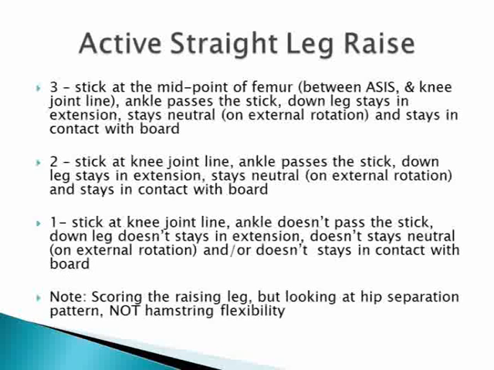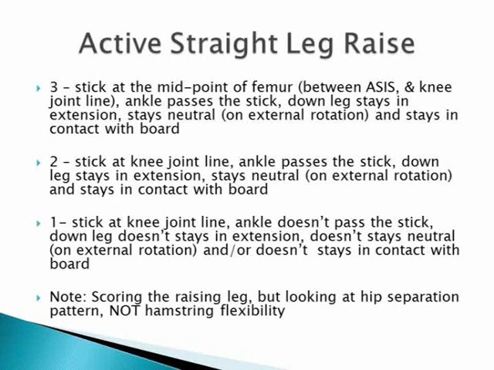Active straight leg raise. So a 3, the stick is at the midpoint of the femur, so it's between the ASIS and the knee joint line. The ankle passes the stick, and the down leg stays in extension and stays neutral, so there's no external rotation on the down leg, and it also stays in contact with the board. So the back of the knee of the down leg stays in contact with the board.